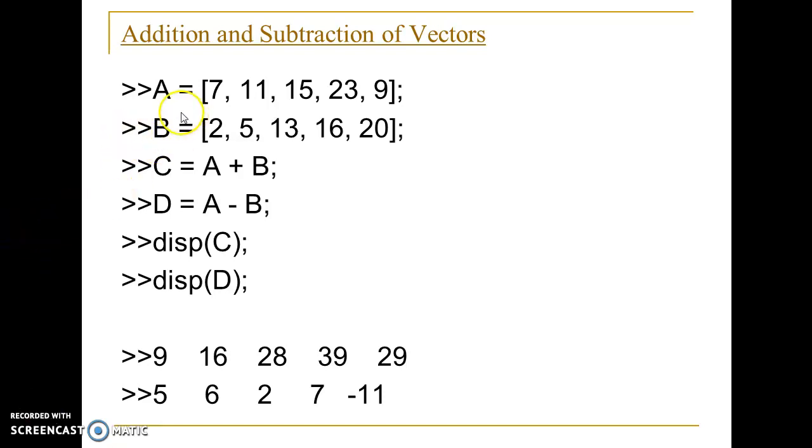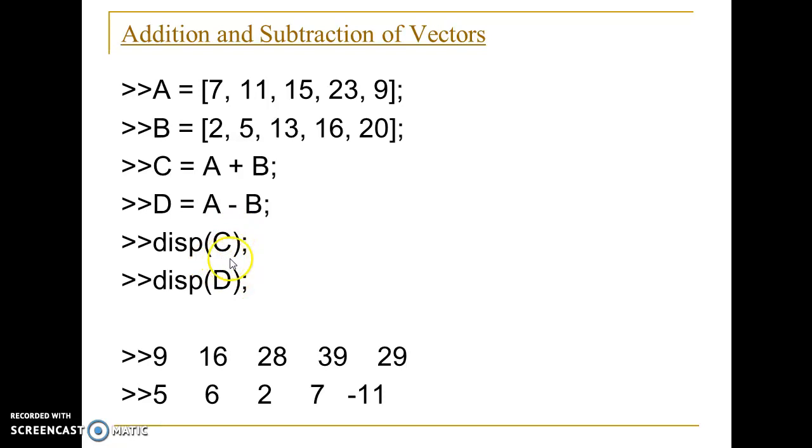A is a row vector with the elements 7, 11, 15, 23 and 9, whereas B is also a row vector with the elements 2, 5, 13, 16, 20. Now I want to perform the addition and subtraction on these two vectors. So I'm going to write C is equal to A plus B semicolon, so it doesn't display the C value. I'm going to write D is equal to A minus B, subtraction of two vectors, semicolon, doesn't show the D value. So we are using disp C and disp D to get the output.